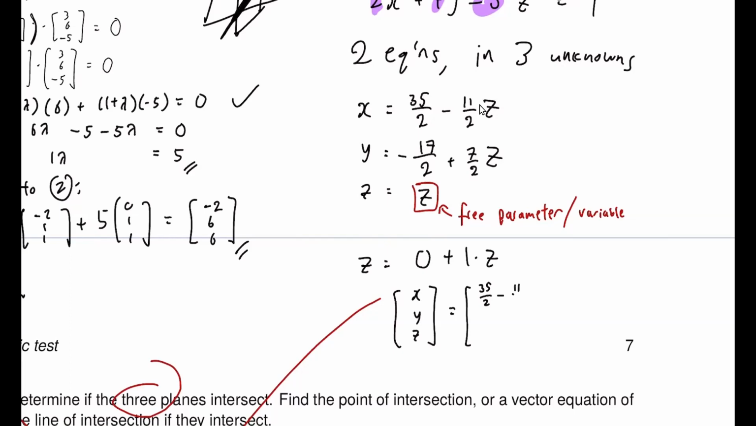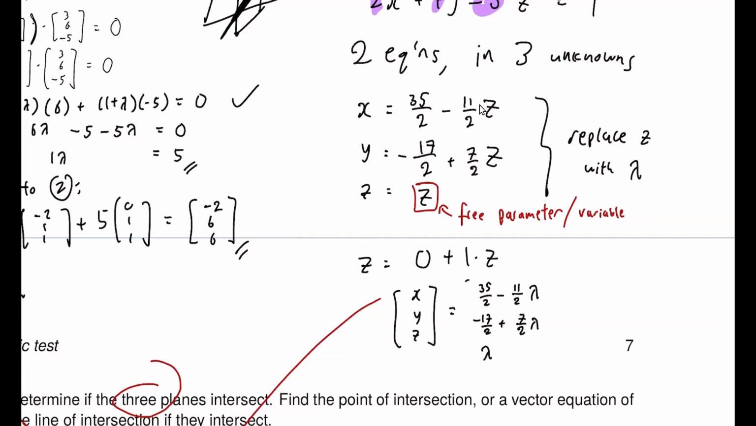I'm running out of space. 11 over 2z, but we don't use z. Replace z with lambda. So we get 11 over 2 lambda minus 17 over 2 plus 7 over 2 lambda. And then the last guy is just a lambda.